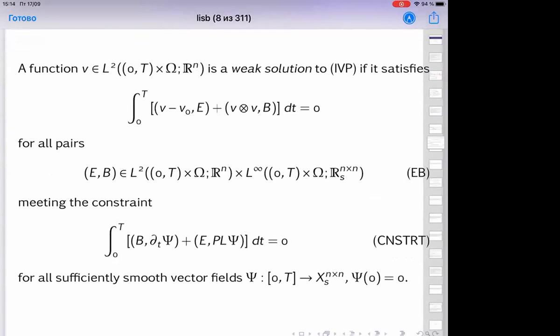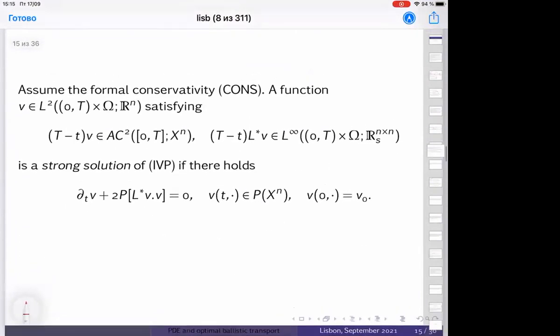So then we define weak solutions by some duality. You have some dual variables E and B, and there is a constraint for them. This is just a way to define a weak solution in a consistent way. And also you can define strong solutions. For us, strong solutions belong to a particular class, which is quite strong, because L is a kind of differentiation operator. This tells you in some sense that the derivative or gradient of your solution, or even higher order, is bounded. You rewrite your equation a little differently, but this is formally equivalent in the conservative case.